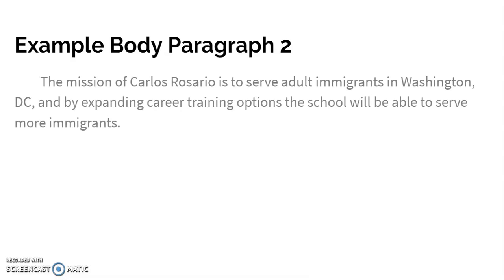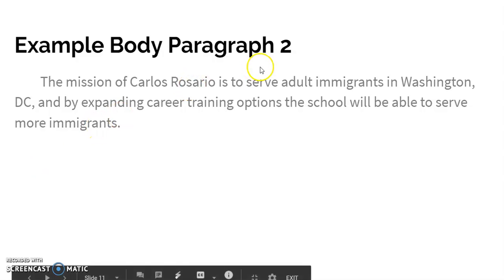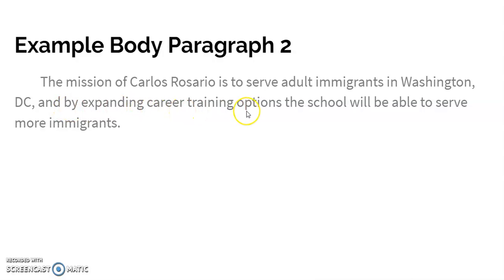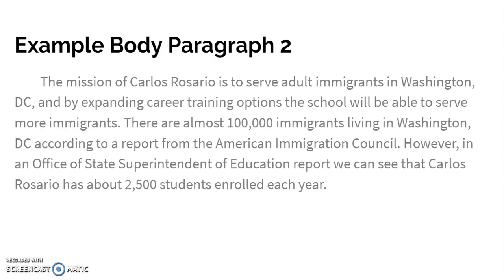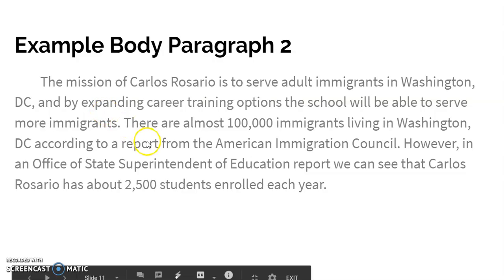So again, we start with a topic sentence. The topic sentence is the main idea of this paragraph, but it also supports and connects to the main idea of the essay. So the mission of Carlos Rosario is to serve adult immigrants in Washington, D.C. And by expanding career training options, the school will be able to serve more immigrants. Everything in the paragraph needs to be focused on how the school will be able to serve more immigrants. So now I need to introduce some evidence to support this topic sentence.